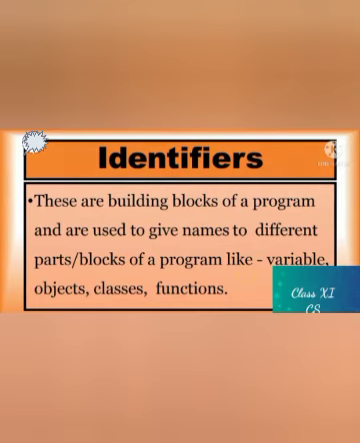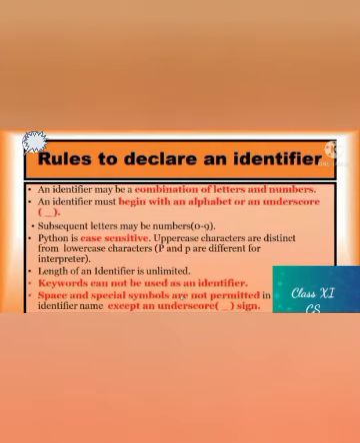Next we are going to learn about the rules to declare an identifier. When we use identifiers in Python, there are certain rules to follow. The first rule is an identifier may be a combination of letters and numbers. So an identifier can include letters and numbers. An identifier must begin with an alphabet or an underscore. It can be letters and numbers, but it must begin with an alphabet or an underscore sign. That's the main thing. Subsequent characters may be numbers 0 to 9.